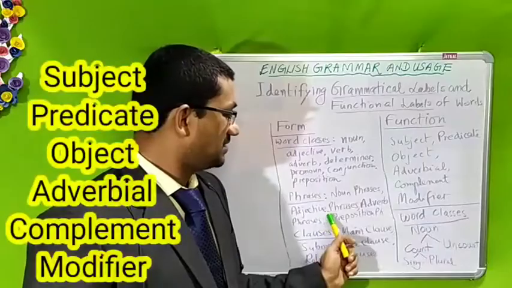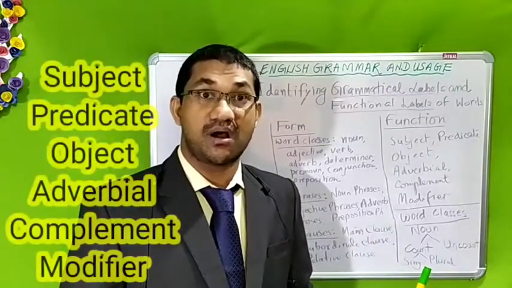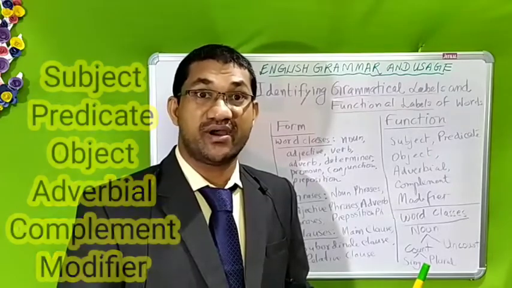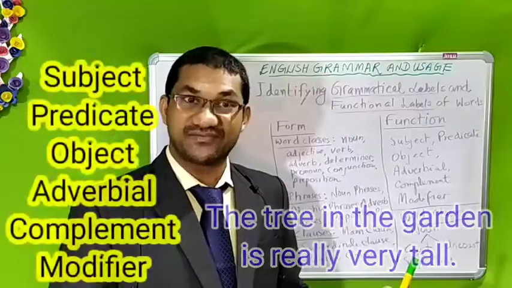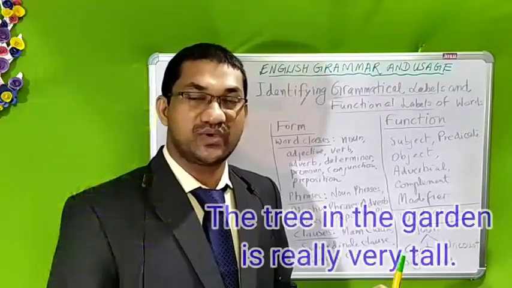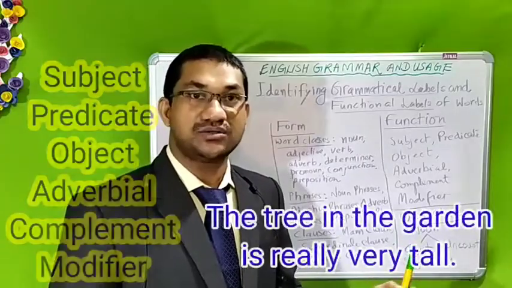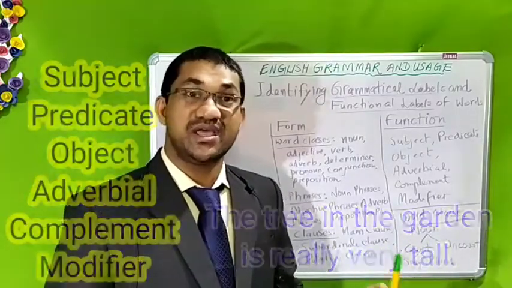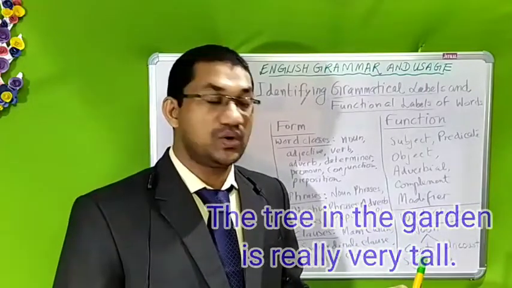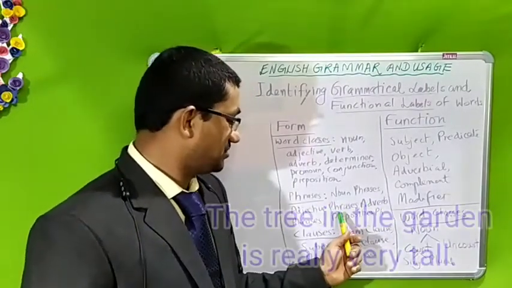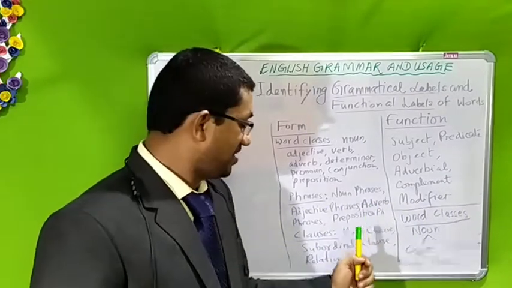So also we know what adjectival phrases are. The tree in the garden is very, very tall, or we have sentences like that. In that, we have the tree in the garden is very large and tall, right? So when we say is very large and tall, we have what is called an adjectival phrase. Similarly, we have adverbial phrases and prepositional phrases.